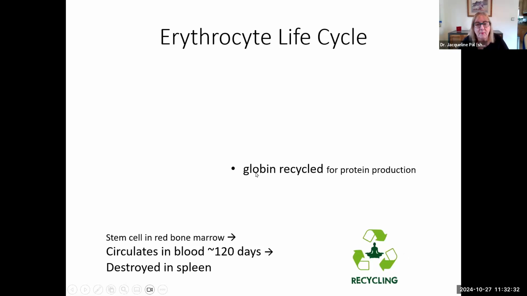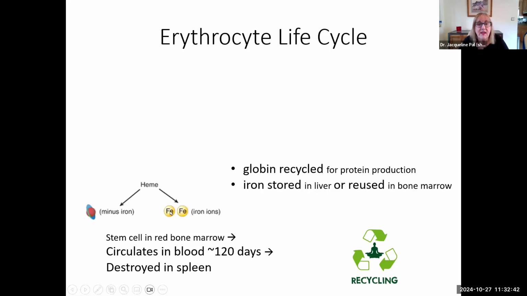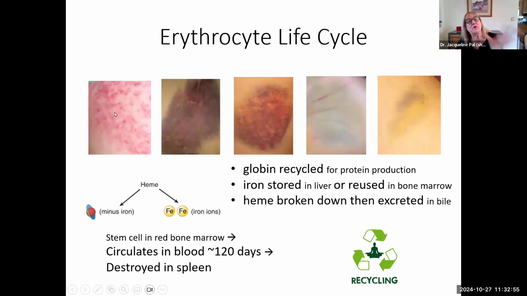So here's what's going to happen. The globin, part of the hemoglobin, because it's a protein, is going to be broken down into amino acids for protein production. Heme, the iron, is going to be taken off and either stored in the liver, or if it's needed right away, reused in the bone marrow. The remaining heme minus the iron is going to be broken down. So if you've ever had a big fall or a big injury and had a big bruise, right away it was red and then it was blackish and you could see it turn green and yellow over time.